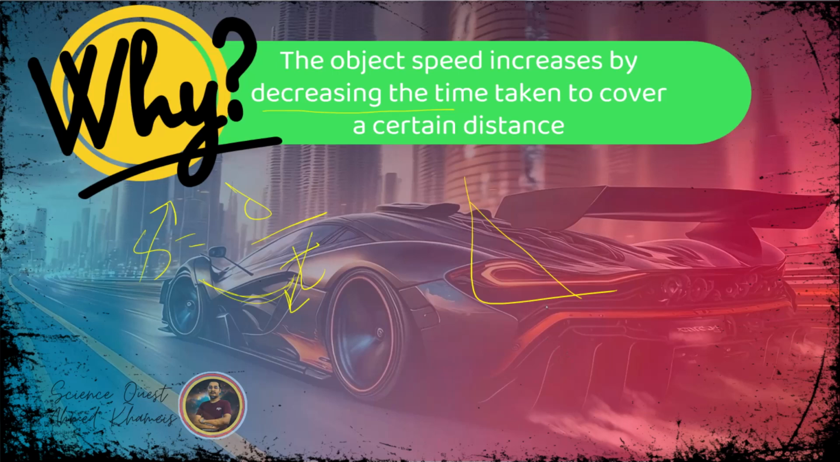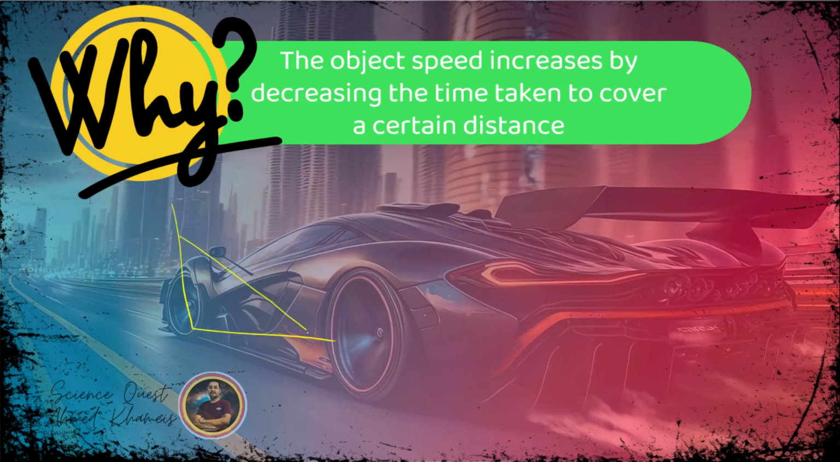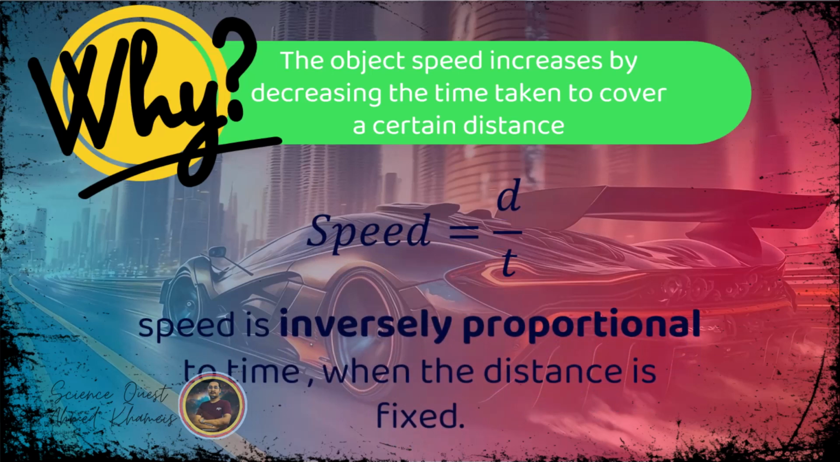And the inverse relation, we show it by this graph or this graph. So those both graphs represent an inverse relation. Because speed equals distance over time, the speed is inversely proportional to the time when the distance is fixed.